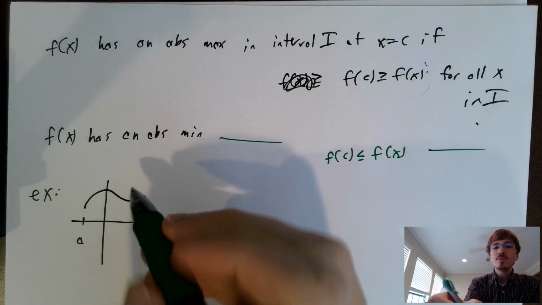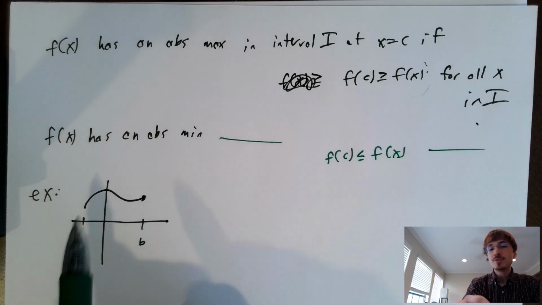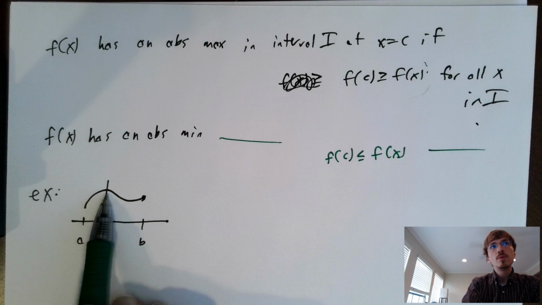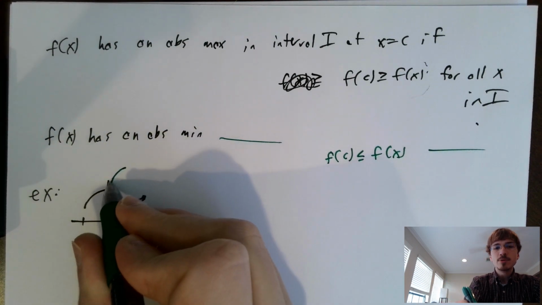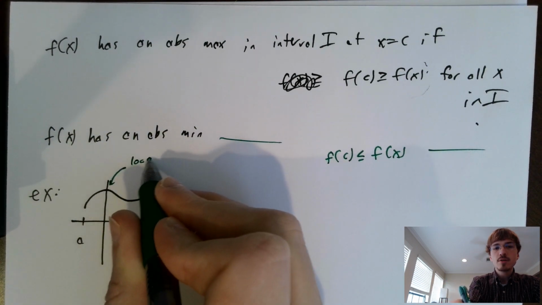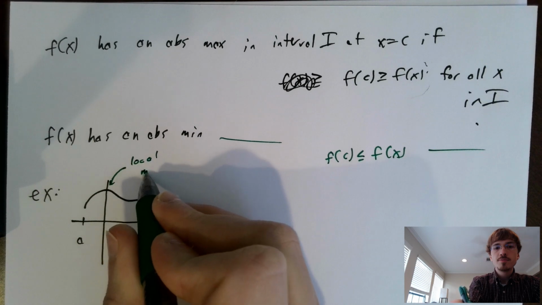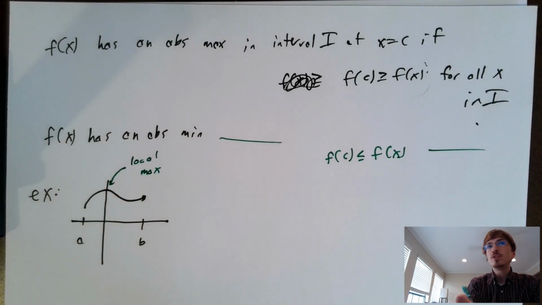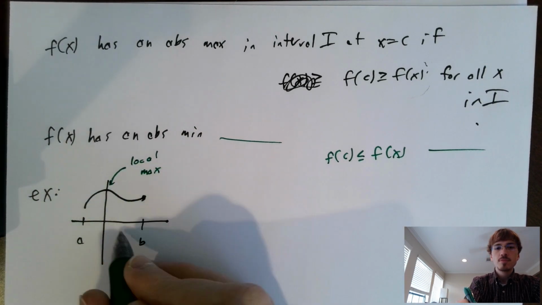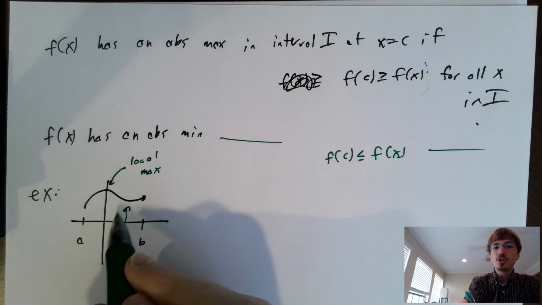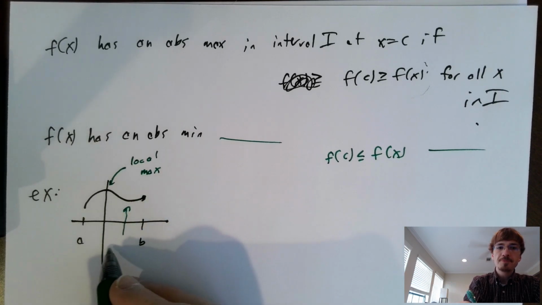As you can see, where do we have king of a mountain? We have a local maximum here, right? Where do we have a local minimum? We have a local minimum right here. It's the smallest value in some neighborhood.